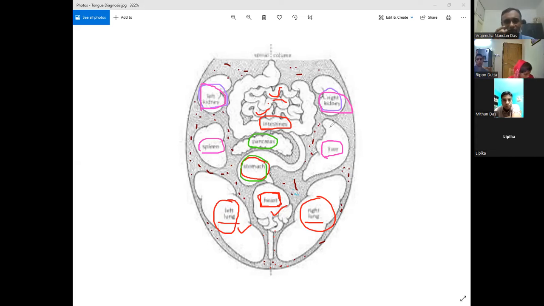So sometimes it may happen that in the tongue there is some color for one organ, but if you go to the hospital and do a test, the test will be normal.